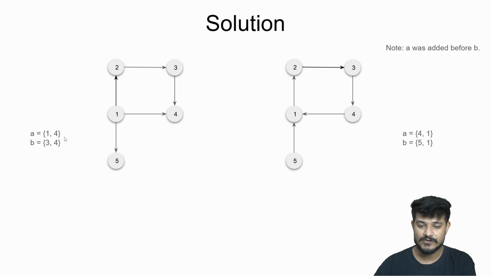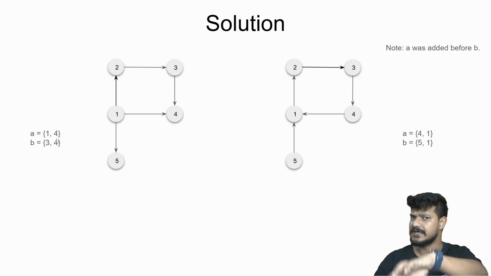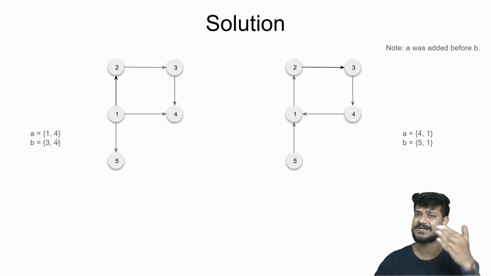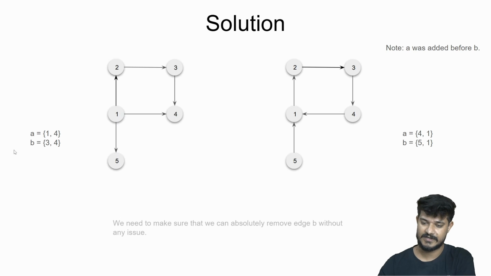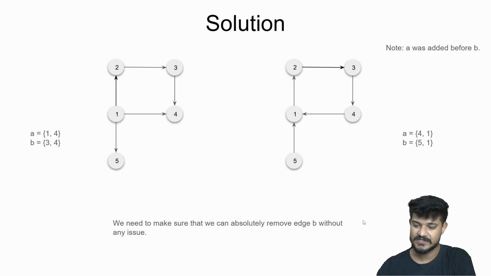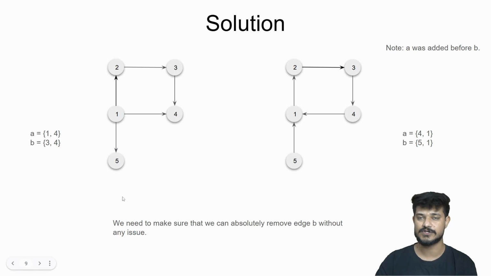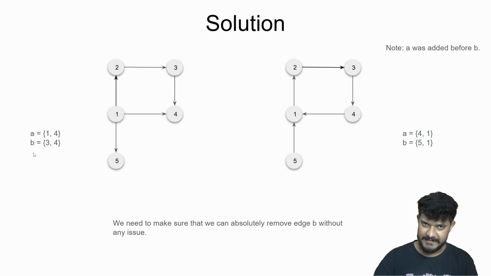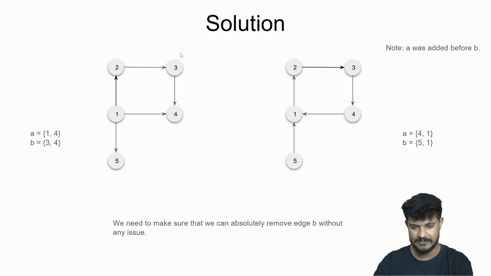Now you have to see whether you can remove B or not, because there are scenarios where you remove B, which was added later. We have to remove the edge which was added later, out of all of the candidates. So we have to see whether we can remove B or not. We have to make sure that we can absolutely remove edge B without causing any issue. If removing B creates an issue, don't remove B, remove A. Because we only have two candidates in these two scenarios, either edge A or B. I'll try to remove B because B was added later. That is what the problem statement says. If I can remove edge B without creating any issue, like in this example, B is my answer.